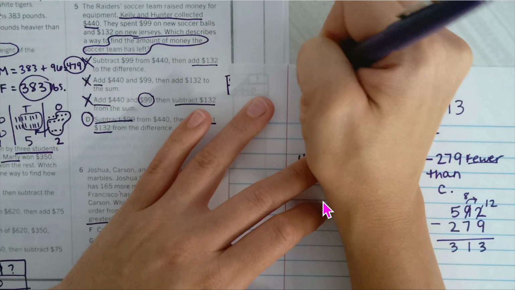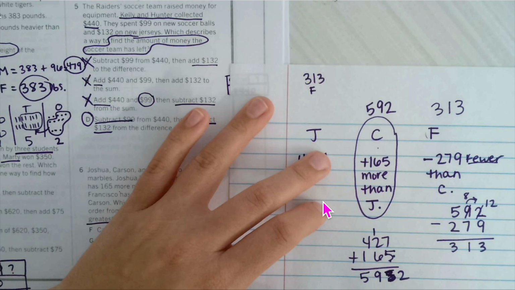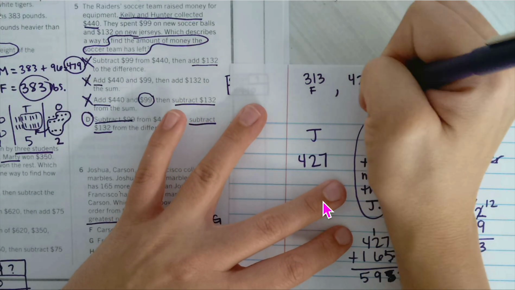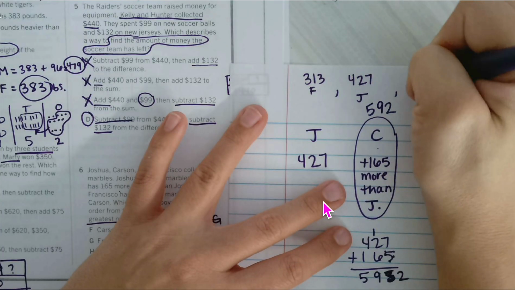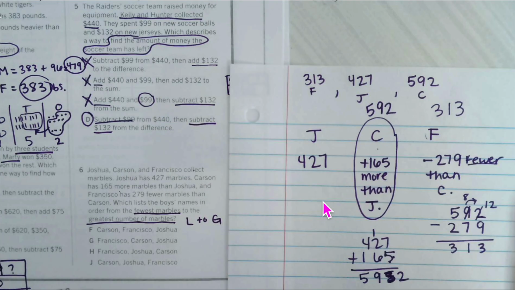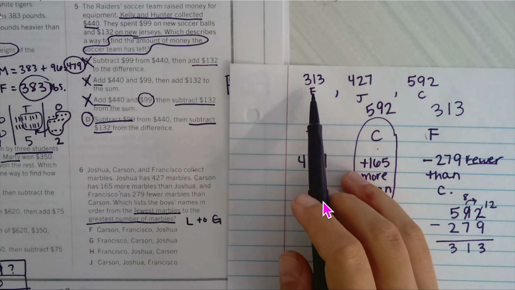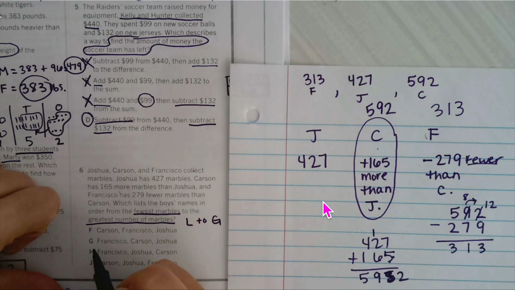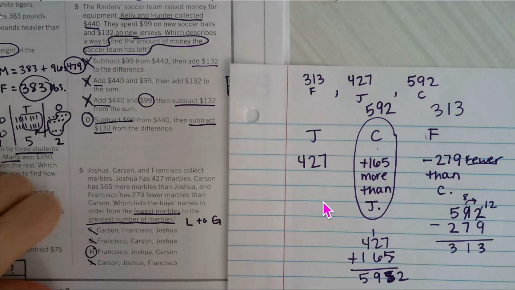Let's put these numbers in order from least to greatest. The least is 313 for Francisco. Then 427 for Joshua and 592 for Carson. So we need to find the answer that says Francisco, Joshua, and then Carson. And that would be this one. The answer is H.